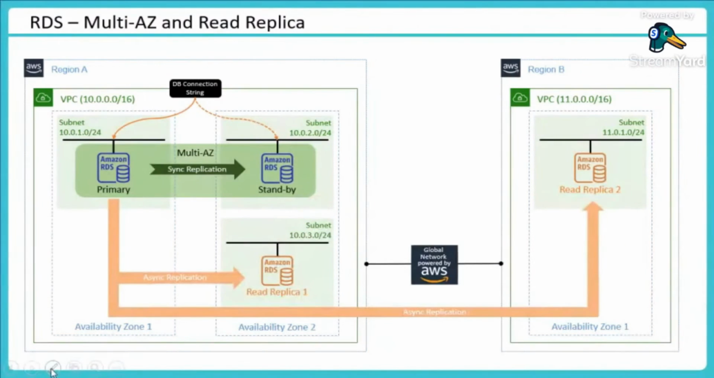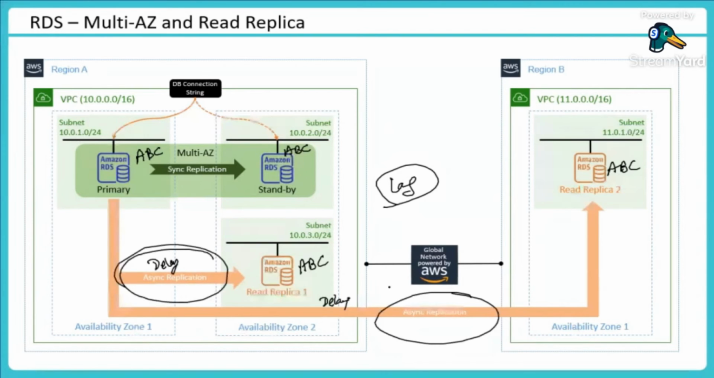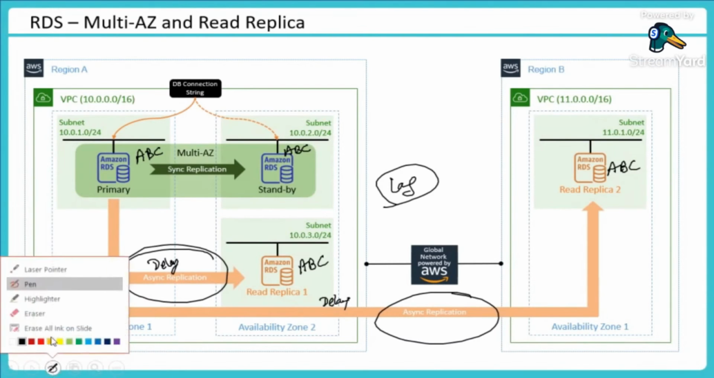Async replication is that if you have written A, B, and C here, it may take a little bit of delay before it shows up in your read replica. So there may be a little delay between primary and read replica. This is what we call lag. Your read replica would be lagging a little bit behind. They always do asynchronous replication. There is not synchronous replication happening between them. So be aware, read replicas have asynchronous replication, and there would be a little difference between the data availability in them.